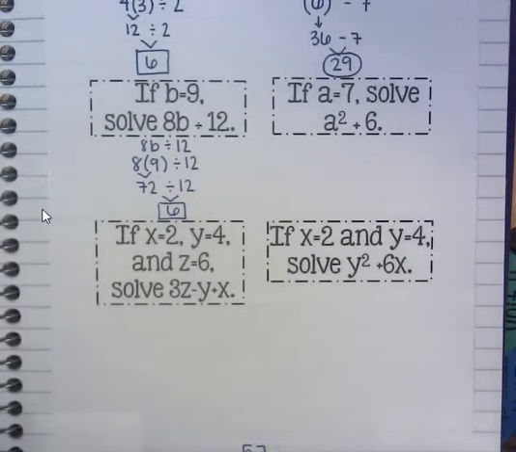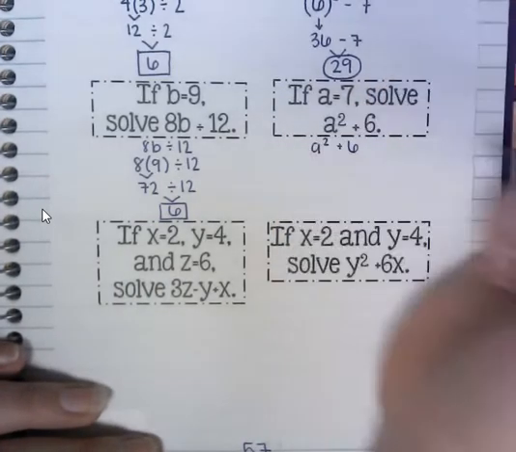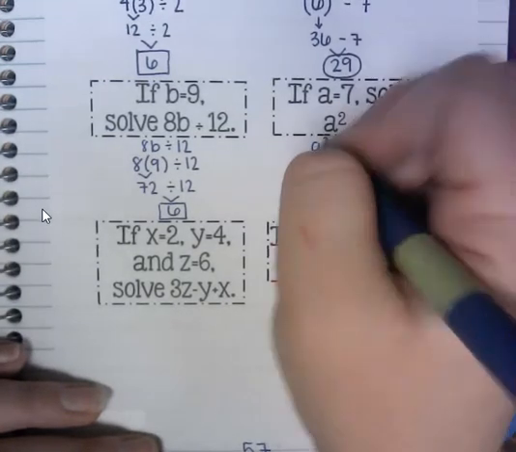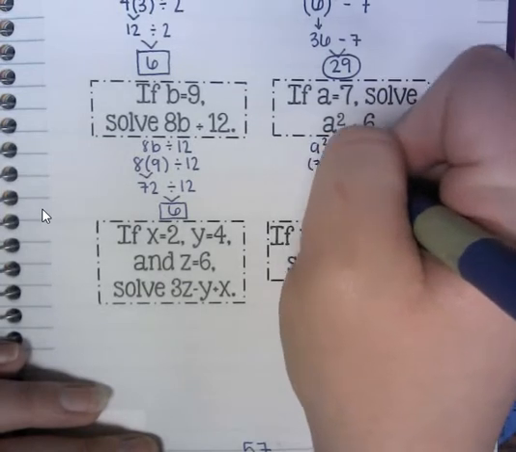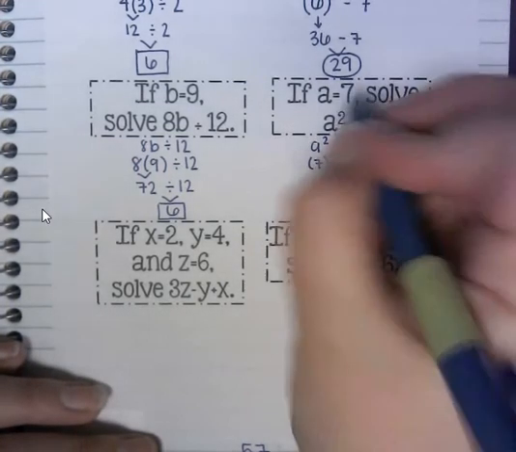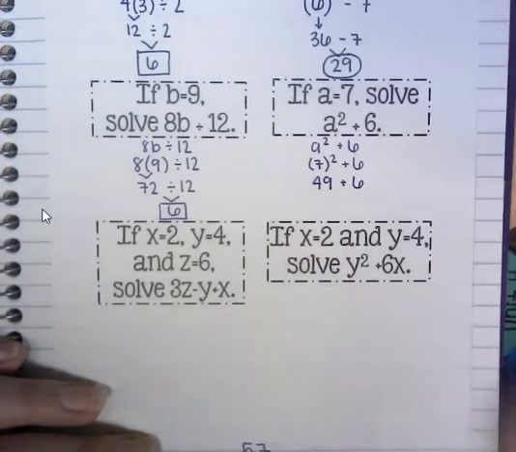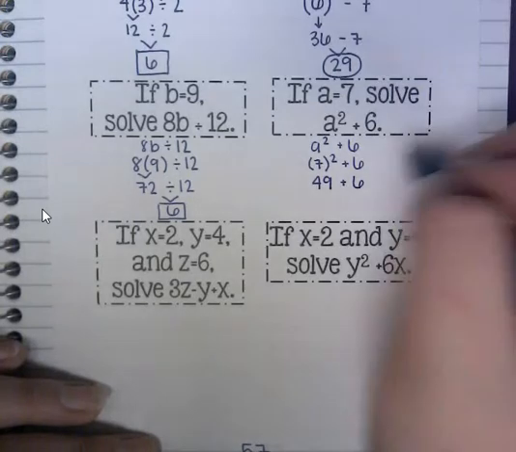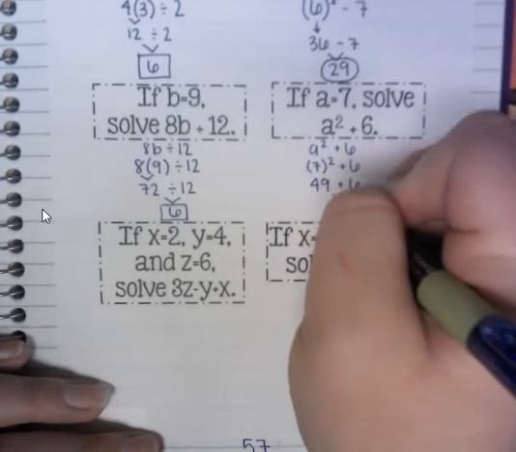Next, if A equals 7, solve A squared plus 6. A squared plus 6. A equals 7, so I put 7 in parentheses squared plus 6. 7 squared, which is 7 times 7, is 49 plus 6. 49 plus 6 is 55.